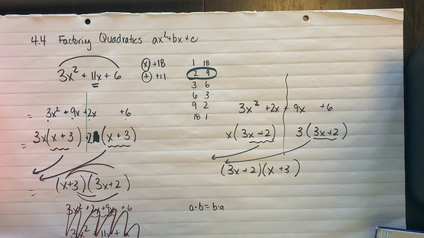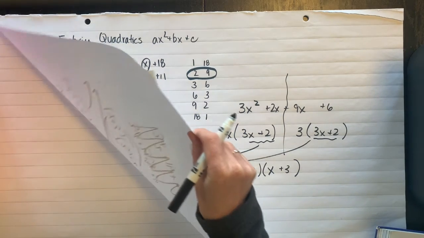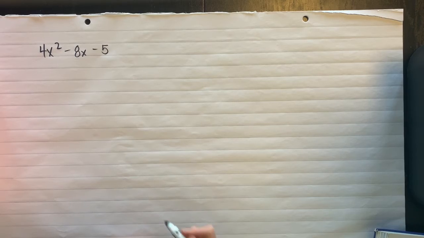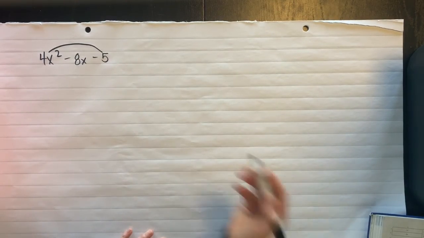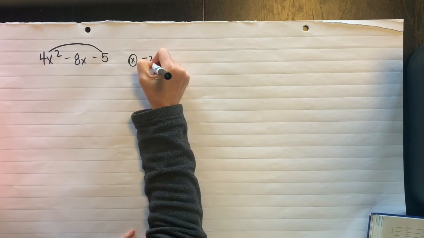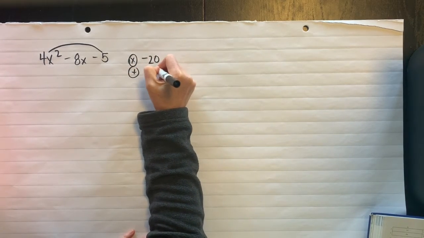Okay, so that's all there is to factoring quadratics. Do a couple more examples. Okay, let's look at a second example. In this case, I'm looking for two numbers that multiply to -20 and add to -8.